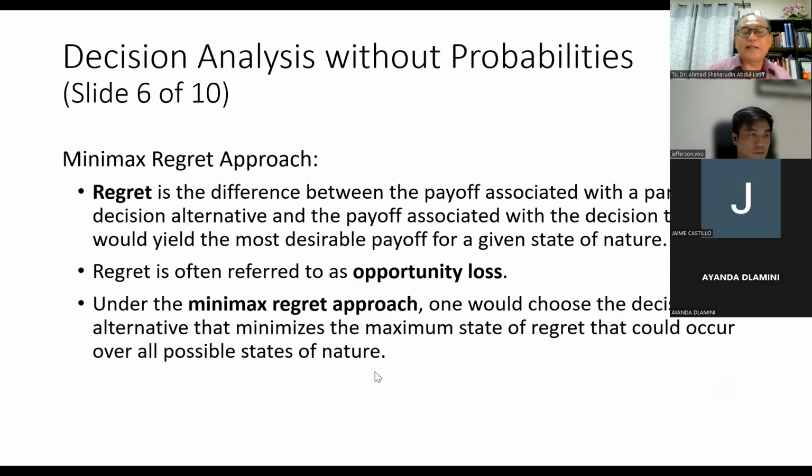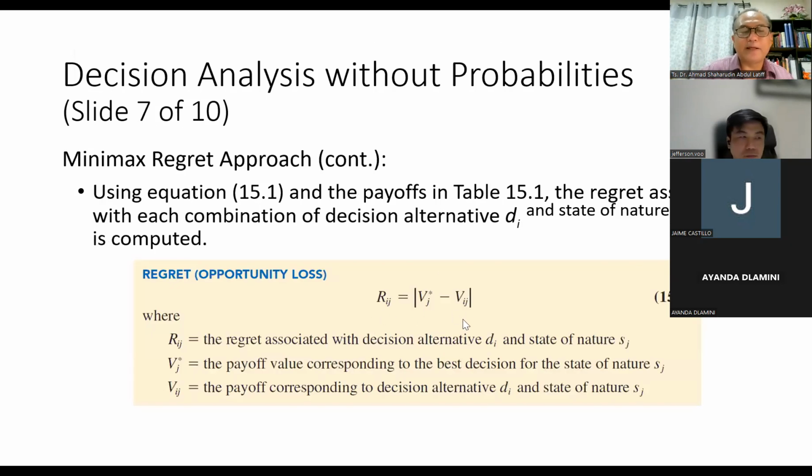Regret is actually opportunity loss: the difference between the payoff associated with your decision and the most desirable payoff at the given state of nature. For example, whether your state of nature will be weak or strong, what do you choose? Then the difference between your decision alternative and the best is your opportunity loss. So this is how you calculate the regret approach.